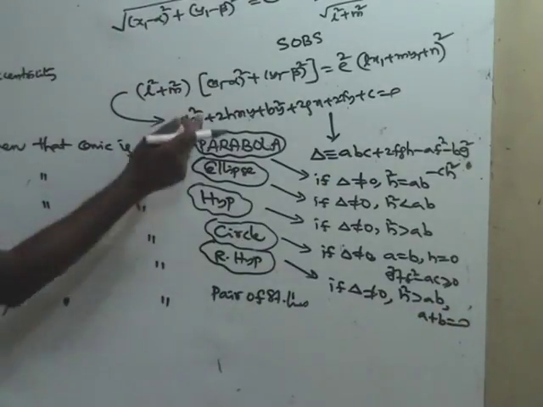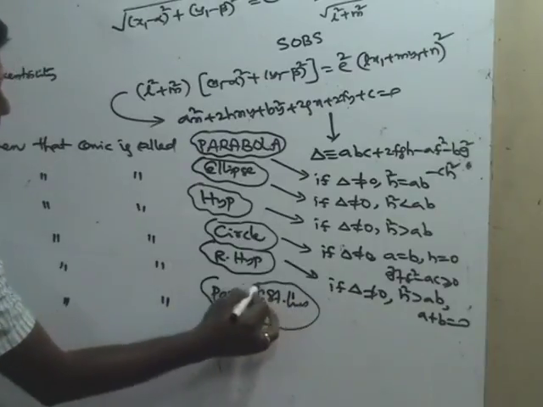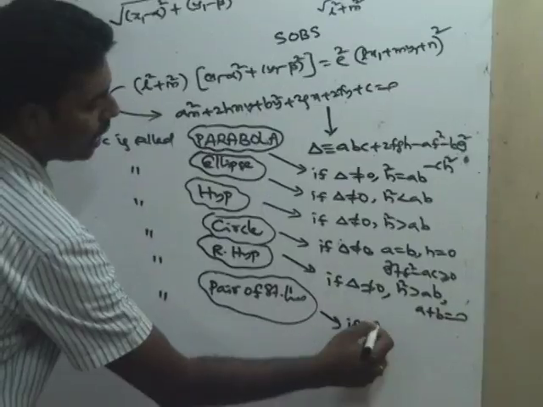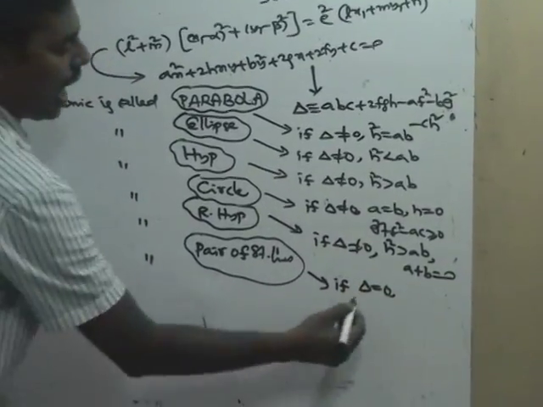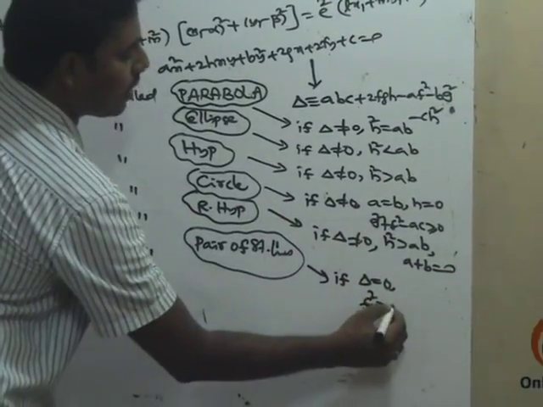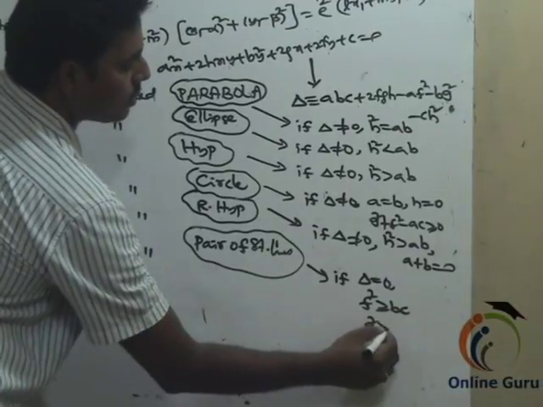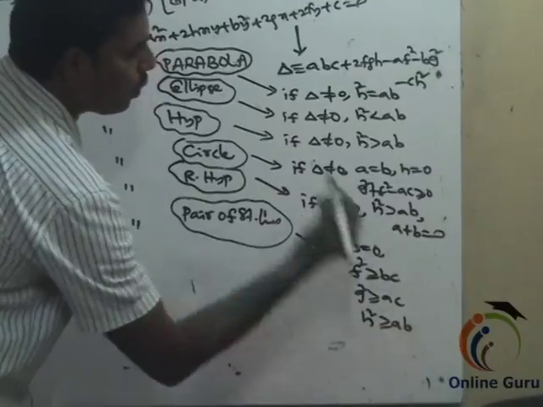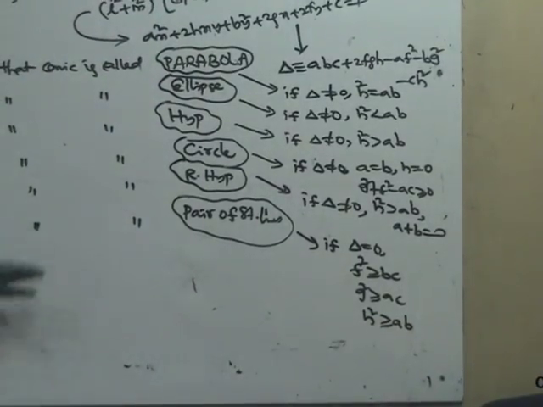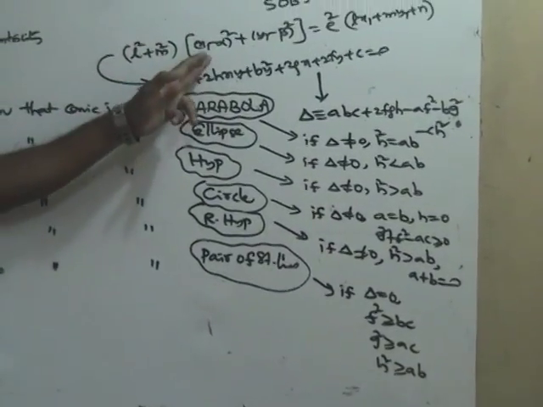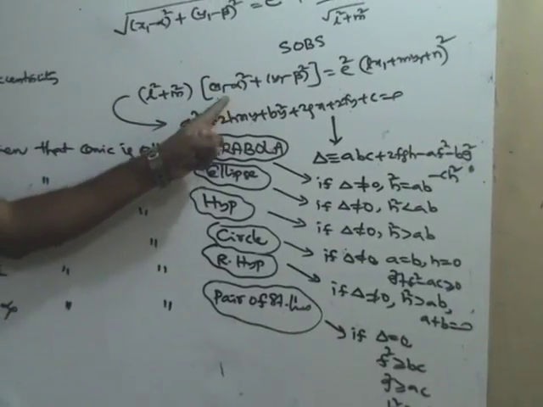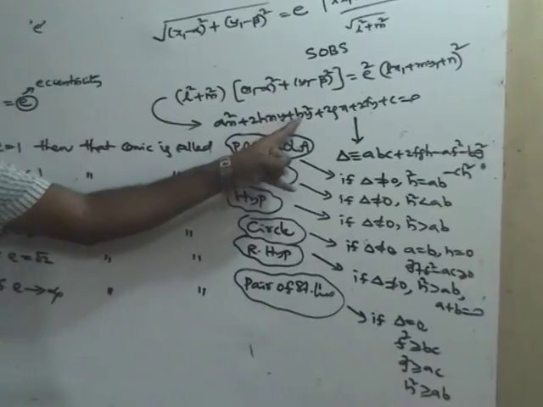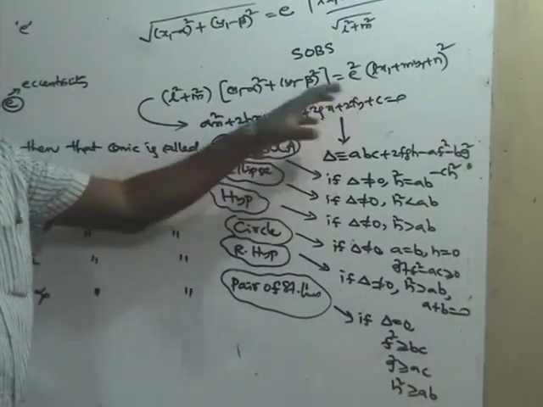Next, this equation represents a pair of straight lines if it satisfies this condition: delta is equal to 0 and f square is more than or equal to bc and g square is more than or equal to ac and h square is more than or equal to ab. That means the equation of the conic is always a second degree equation in x comma y, in the form ax square plus 2hxy plus by square plus 2gx plus 2fy plus c is equal to 0.